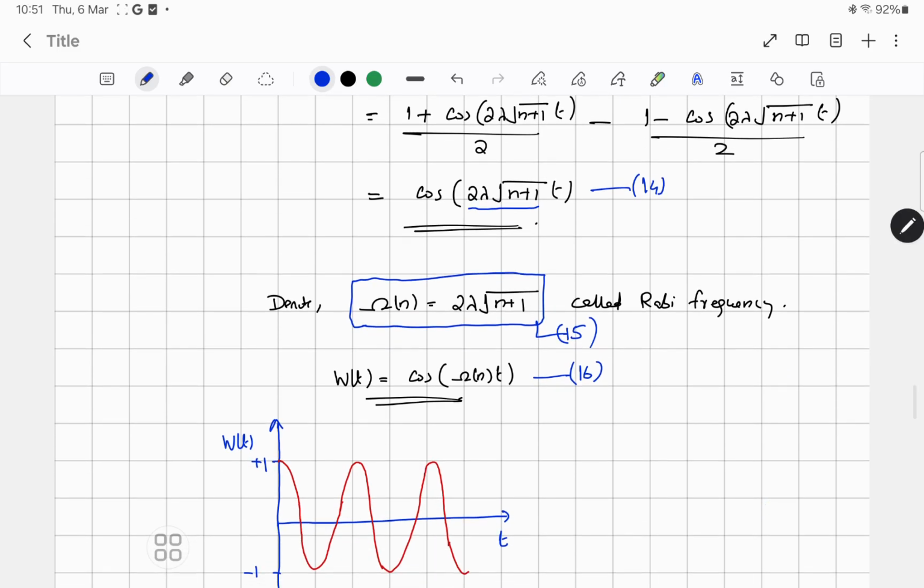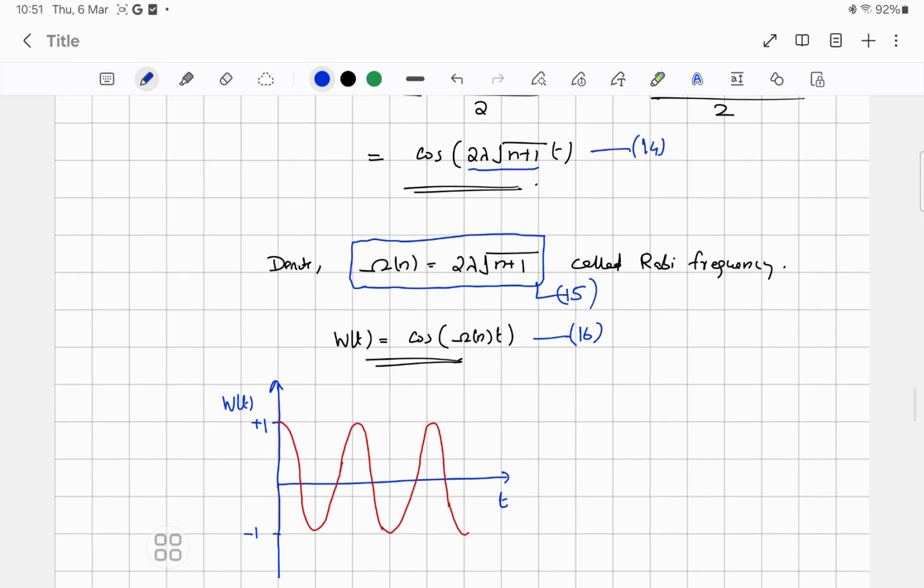And we can plot this W of t for different photon numbers. For any photon number it will be harmonically varying. The frequency or time period is a function of n, so it depends upon n. When n increases, the number of photons increases, and the frequency increases. This gap is connected with the time period, so increasing frequency means a decrease of the time period.